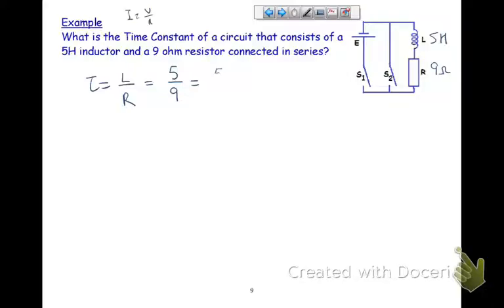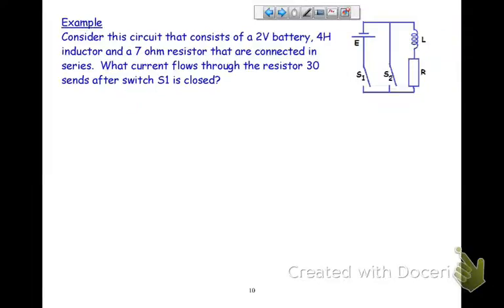So is that 5.5? 0.55? Seconds. Okay. So that's really good. If I ask you for 20 seconds, you're basically saturated out. And if I ask you for instantaneous, you're at the beginning. So it's a very nice way of figuring out how significant, how long this transient effect is.